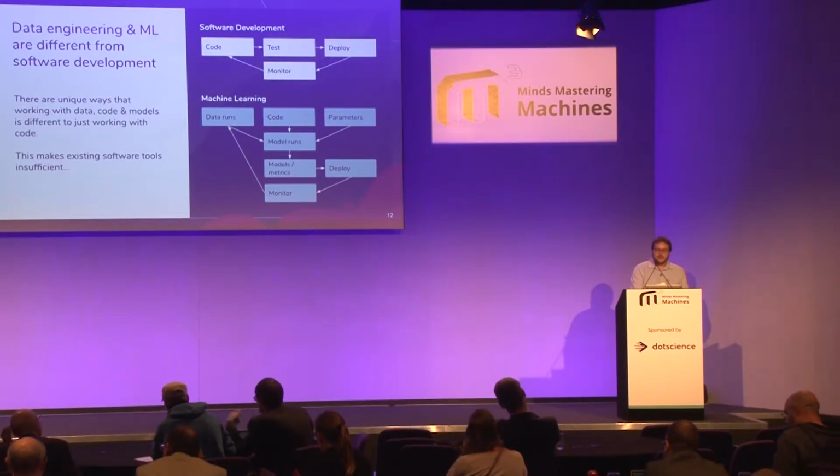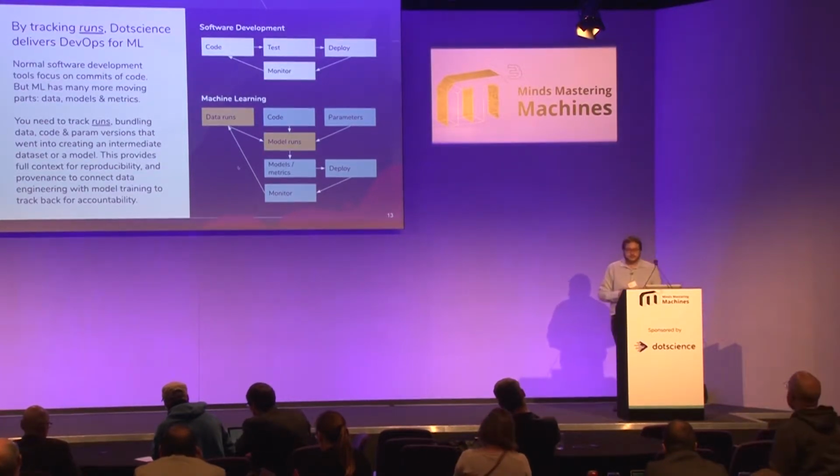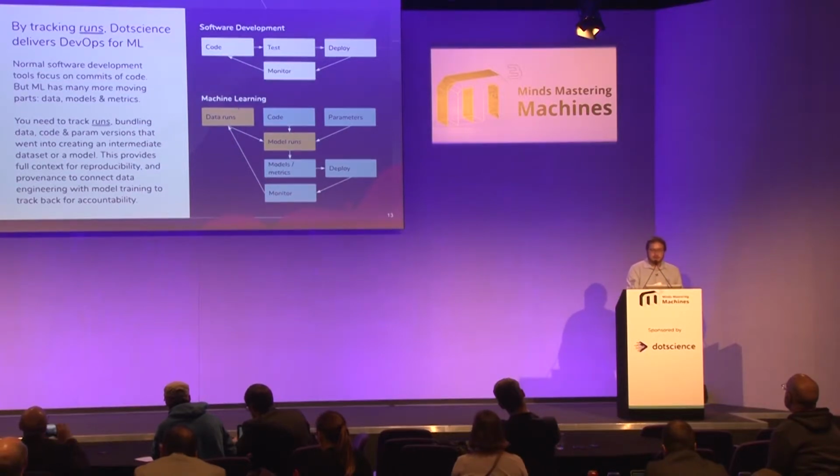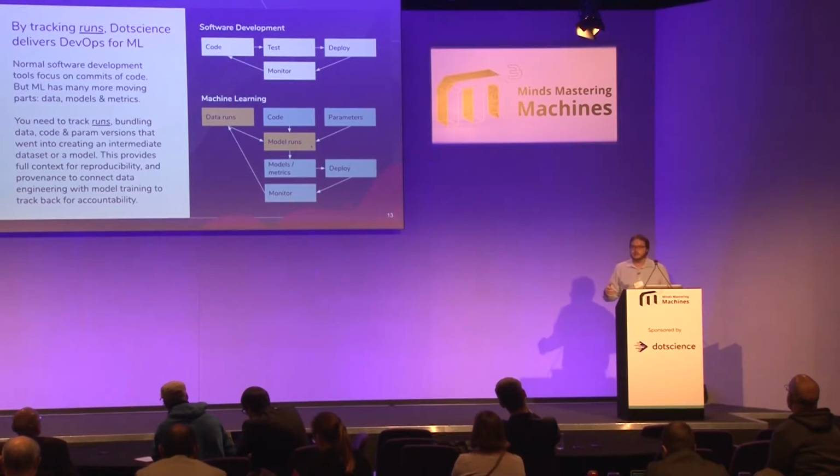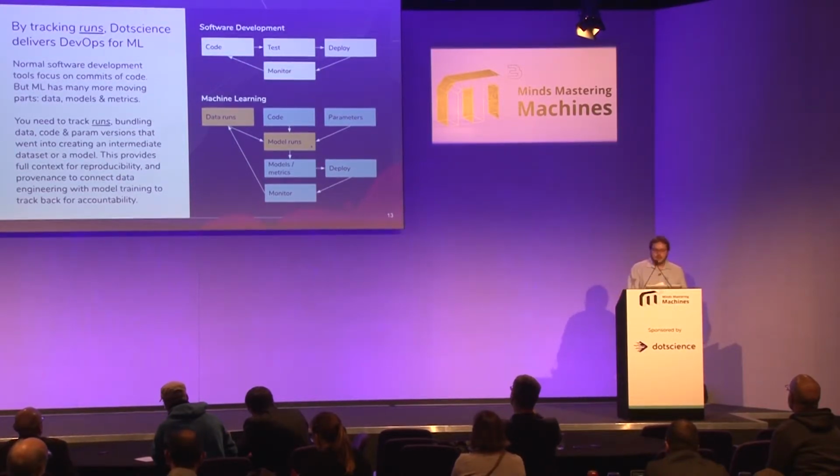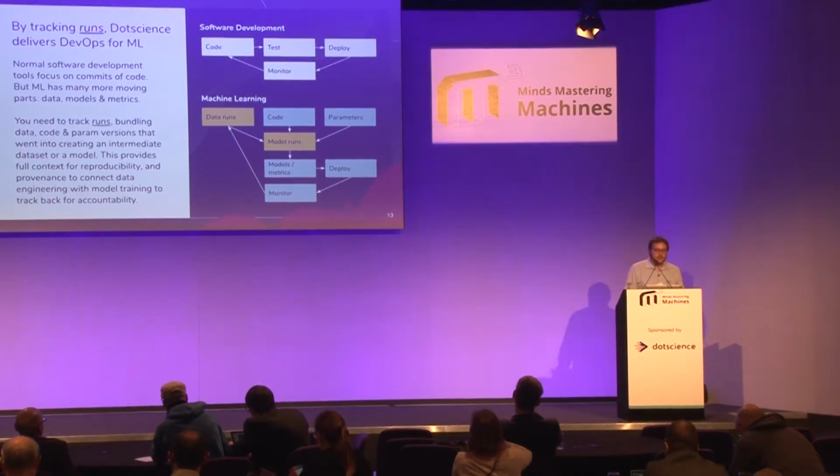Whereas machine learning is actually a lot more complex. There's data, for one thing, and the models get trained on data. And that data itself is modified by code in order to process it. Then you have the code that goes into the models. You also have the parameters that the models are trained on. And those lead to what we call model runs and data runs. And then the model runs create models, and then those model artifacts are the things that are deployed into production and then monitored in the ways that I was just describing.